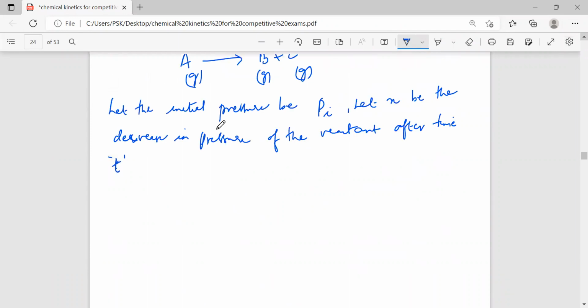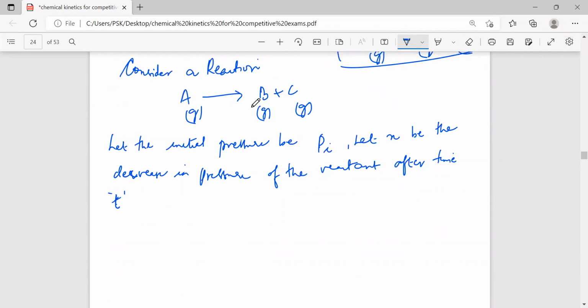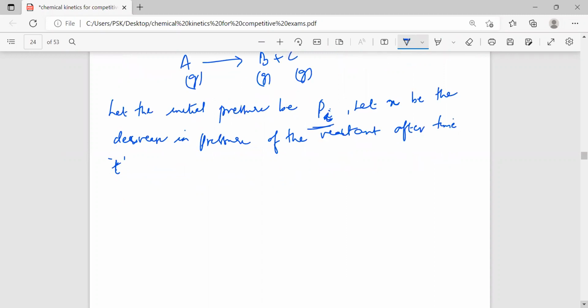So far you understood, we have considered the reaction A giving you B and C. A is a gas, B is a gas, C is also a gas. The initial pressure of the reactant, we take it as Pi. P stands for pressure, I stands for initial pressure. And X is the decrease in pressure after certain amount of time t. Now we will try to understand this derivation.